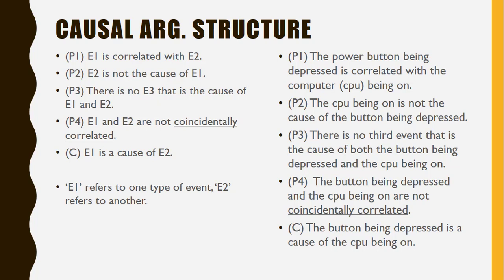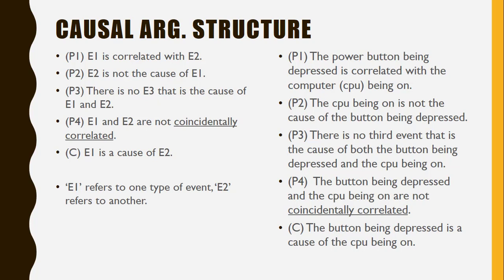The third premise is this. There is no E3, in other words, a third event that is an underlying cause of both E1 and E2. So if we want to establish that E1 causes E2 in our conclusion, it cannot be the case that there is some third event that really causes E1 to occur and E2 to occur, where E1 and E2 are correlated and co-occur not because E1 causes E2, but because E3 causes both E1 and E2 to occur. That's why E1 and E2 are correlated, even though there is no causation between E1 and E2.